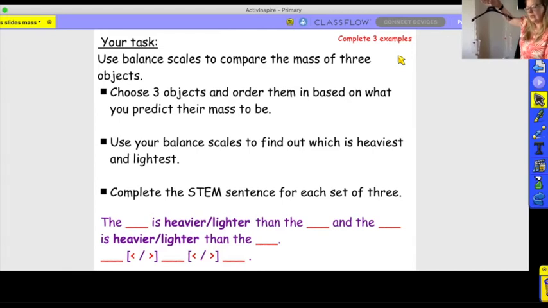But when I put the spoon in the other side, which I think is the heaviest, look what happens. It's now really clear to see that the spoon is much heavier because the cup is so much further down. That proves to me that my spoon is heavier than my 2p. I now need to find out if the spoon is heavier, like I predicted, than the biscuit bar.